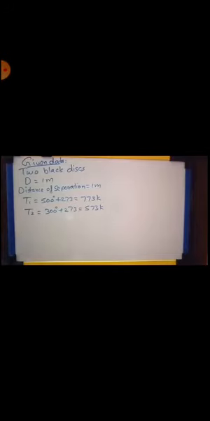Then to find, we have to find out heat exchange by radiation, that is Q12.